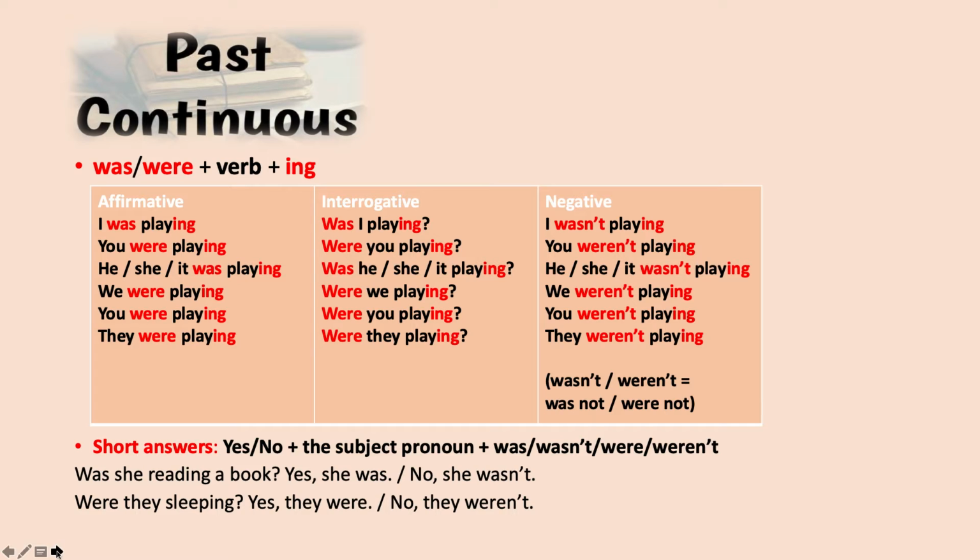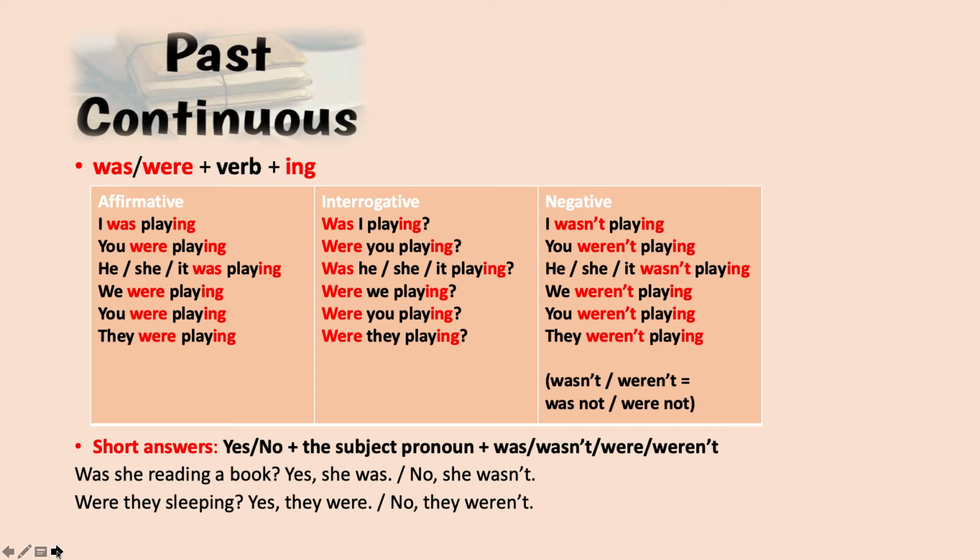And for the negative, we say, I was not, or were not for formal speech, or I wasn't for informal language. I wasn't playing, you weren't playing, he, she, it wasn't playing. So in other words, we use the simple past of the verb to be plus the ing form of the verb. We weren't playing, you weren't playing, they weren't playing.